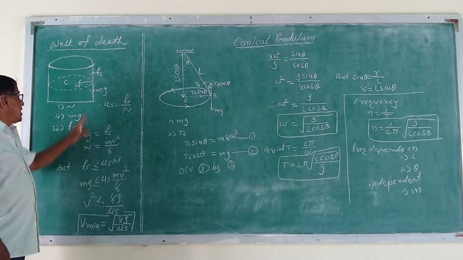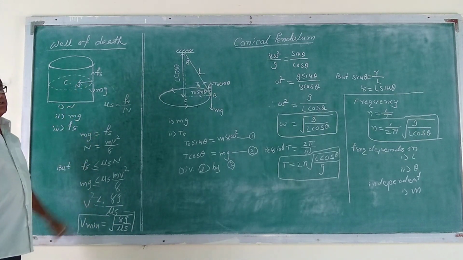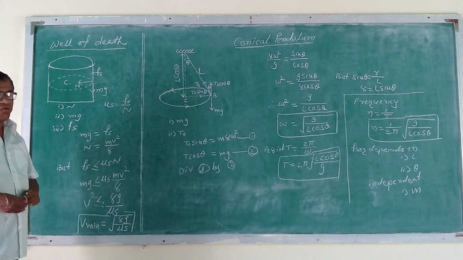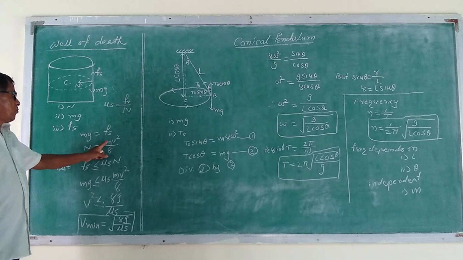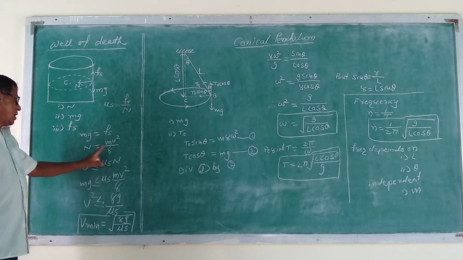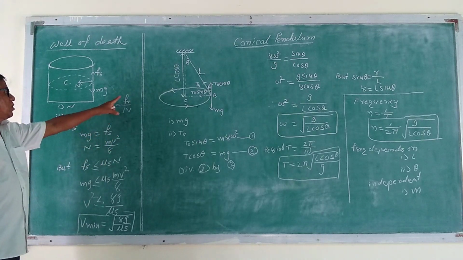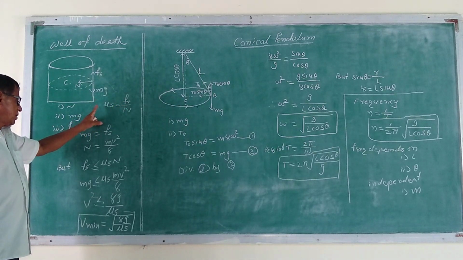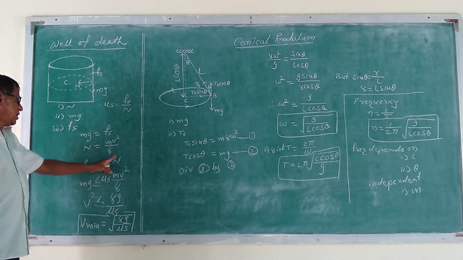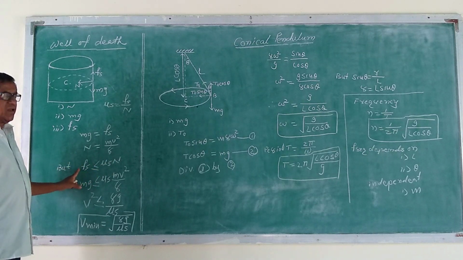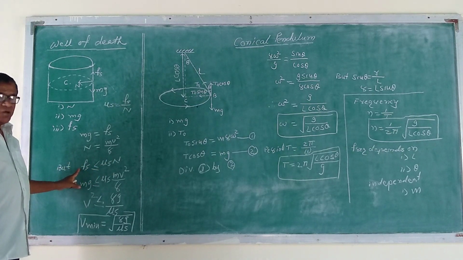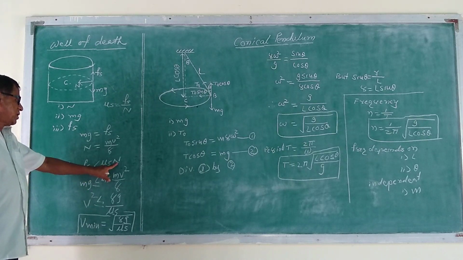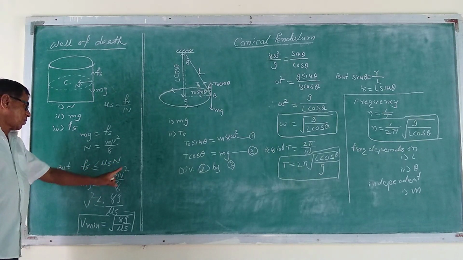Then the normal reaction is inside, along the radius towards the center, which acts as the centripetal force. Therefore N is equal to mv square upon r. Now we know that mu s is equal to fs upon N, therefore fs is equal to mu s into N. Therefore mu s into N is greater than or equal to fs. But we know that N is equal to mv square upon r.